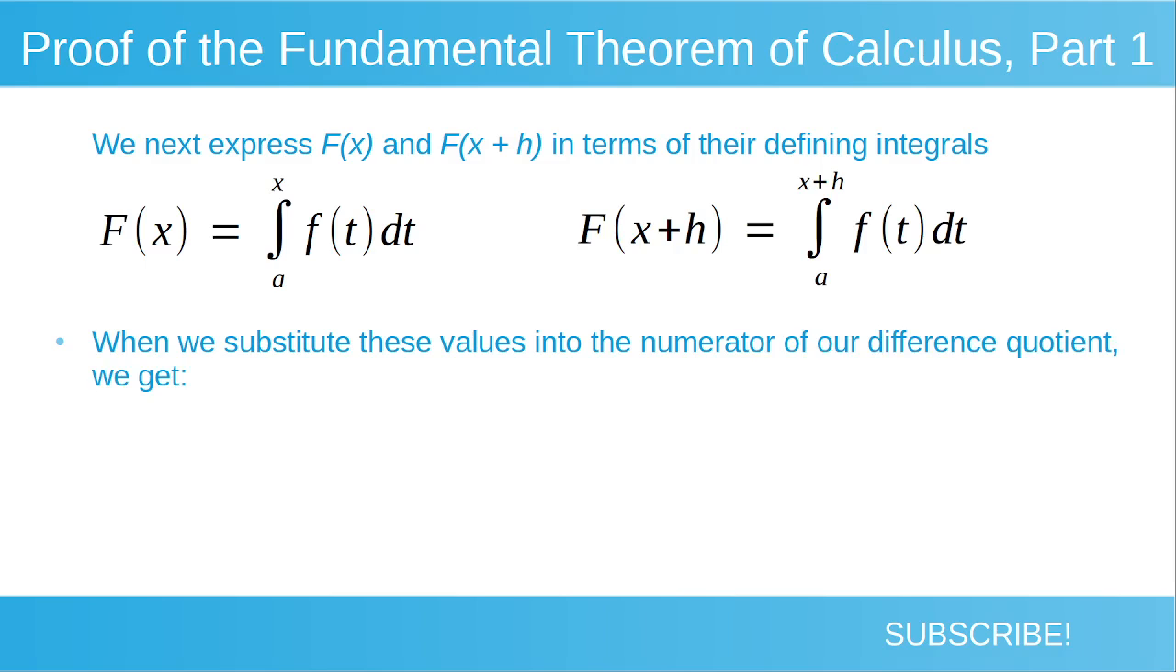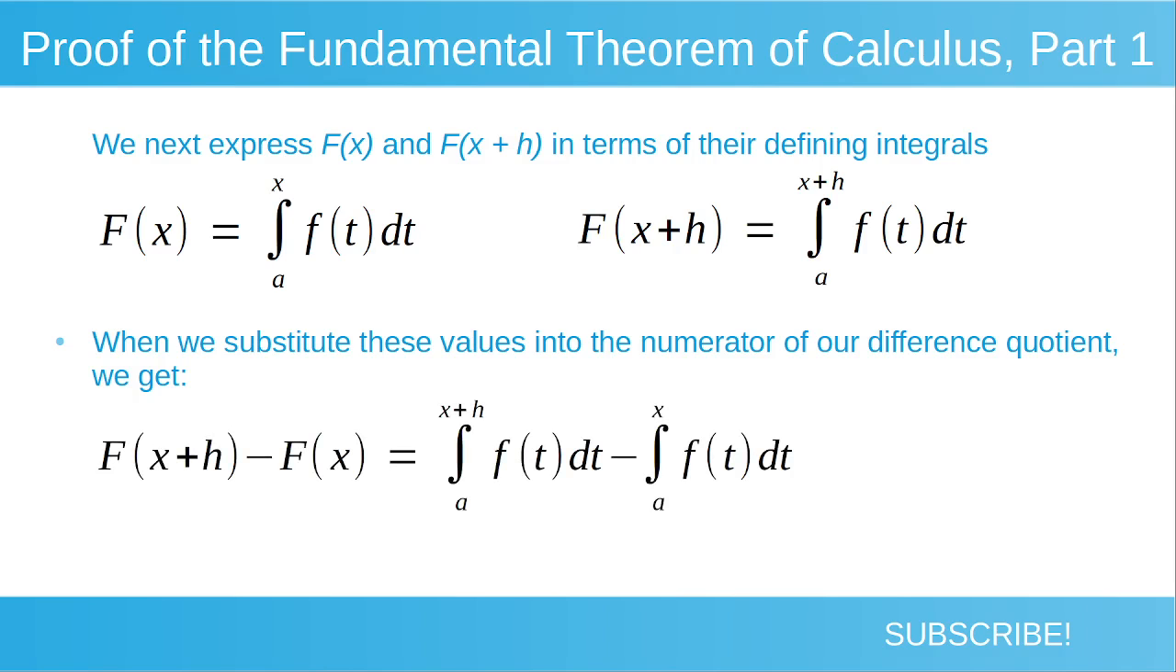When we substitute these values into the numerator of our difference quotient, which is the top part of the fraction of our difference quotient, we get the following: capital F of x plus h minus capital F of x is equal to the integral from a to x plus h of f of t dt, minus the integral from a to x of f of t dt.